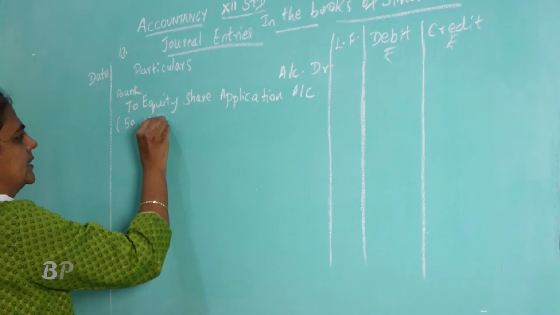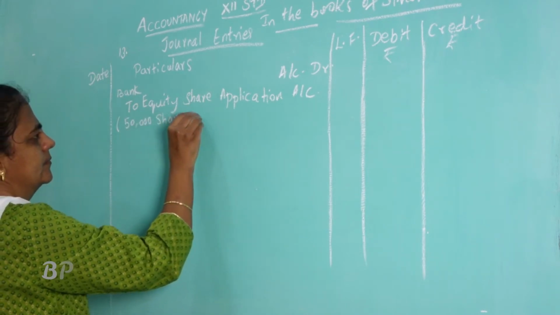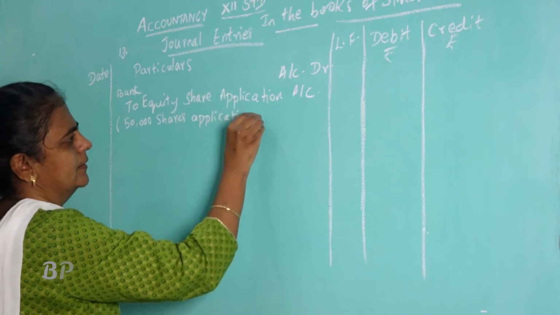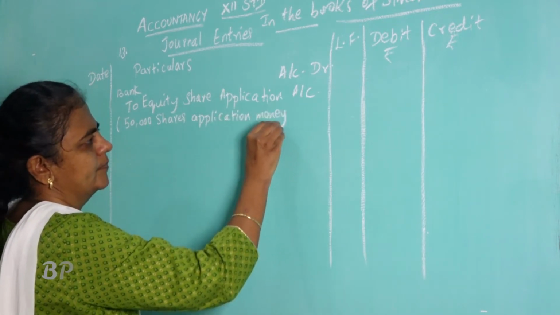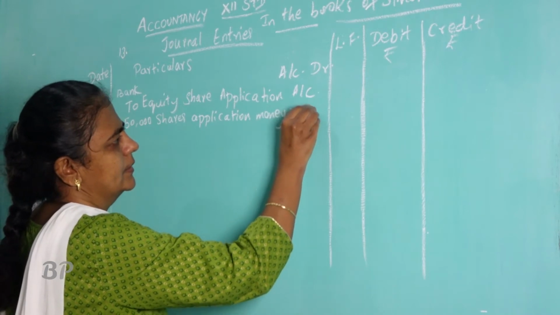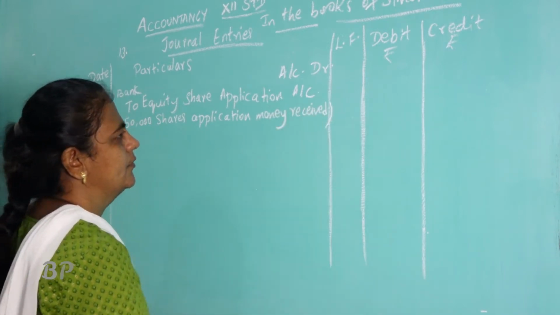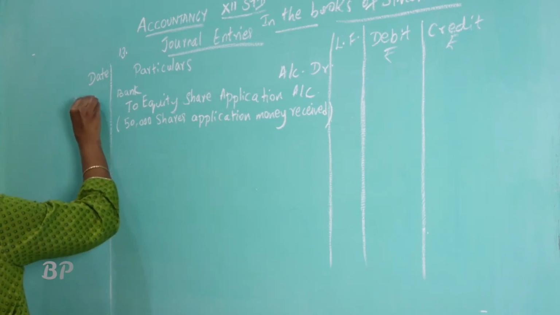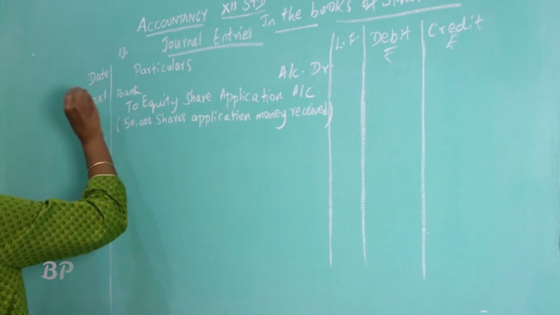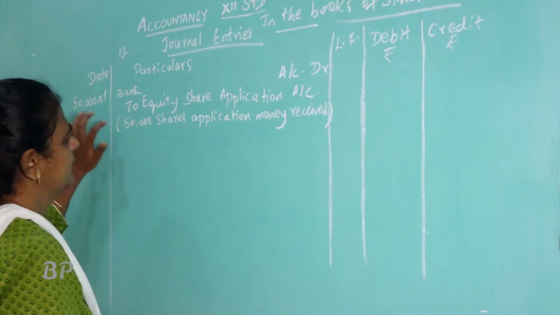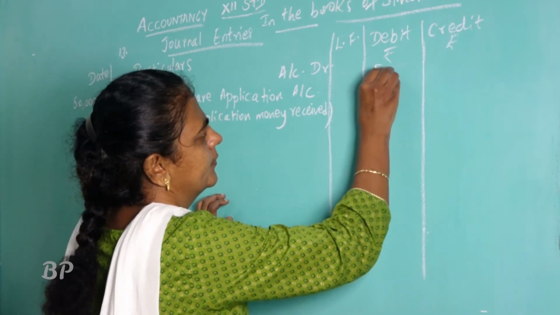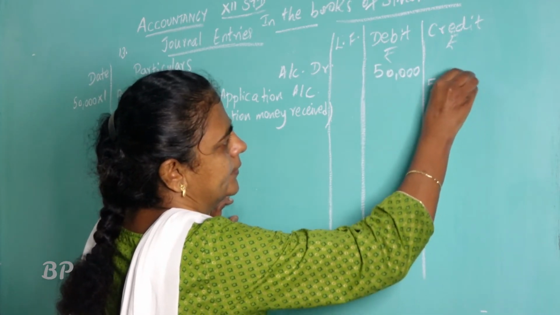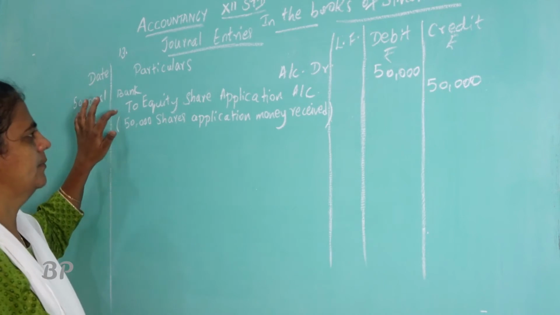50,000 shares application money received. It is for 50,000 shares. So 50,000 into 1 rupee application money, 50,000. First is receipt of application money.